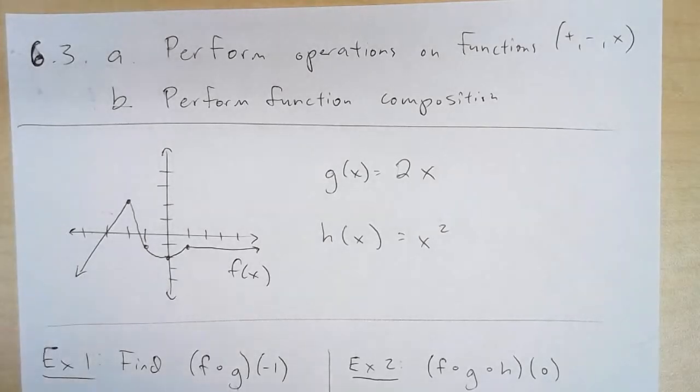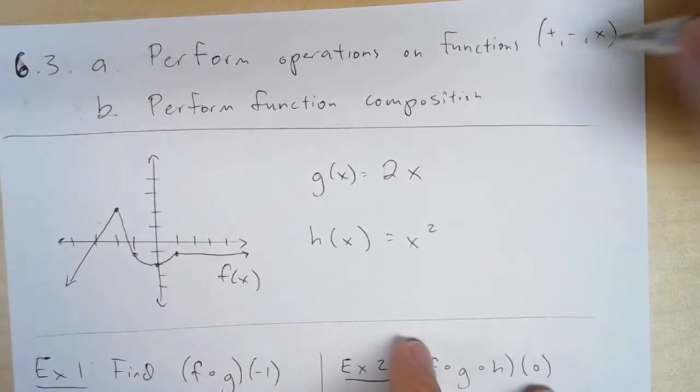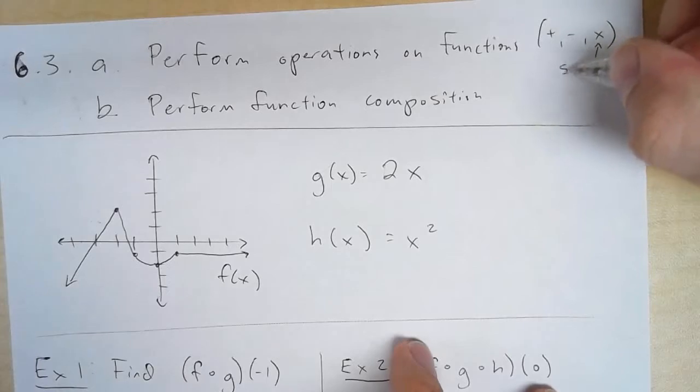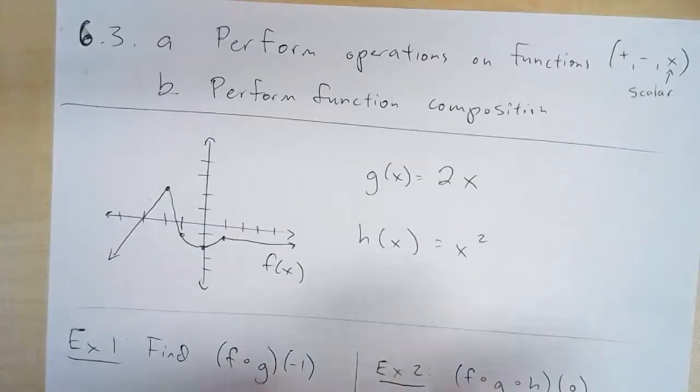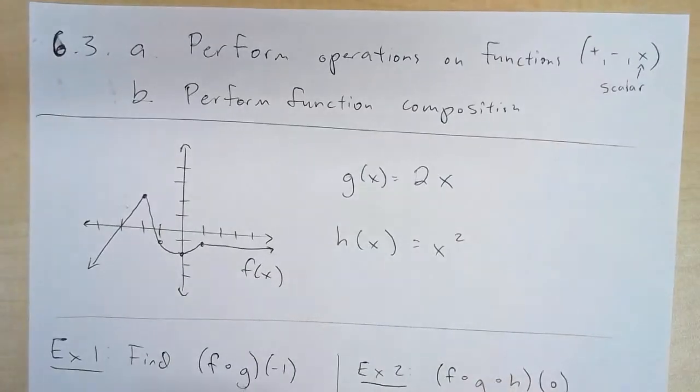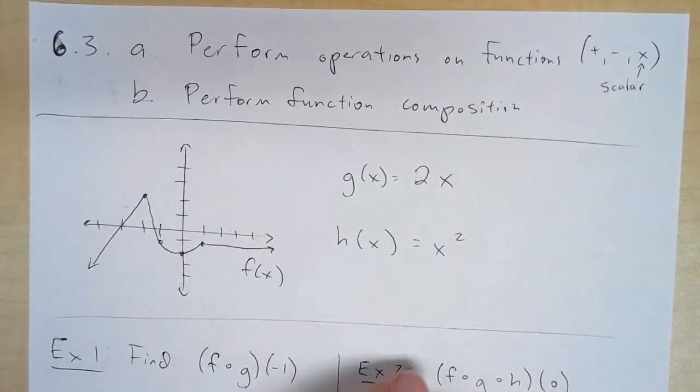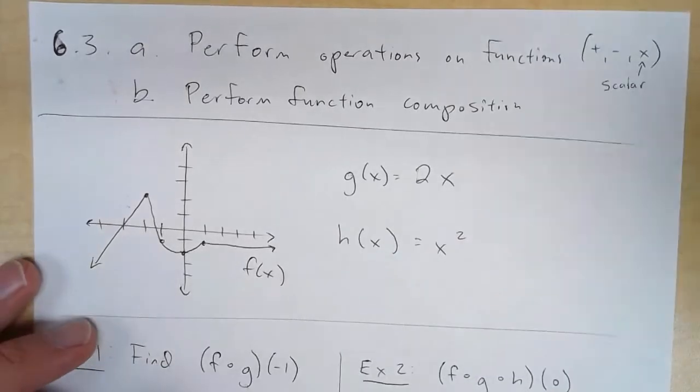Alright guys, today we're working on 6.3a and b. A is just a review again, performing operations on functions as addition, subtraction, and multiplication, which in this case is called scalar multiplication. We practiced this when we came into 6.2a and did very similar operations. But more specifically today we're working on 6.3b, which is performing function composition.